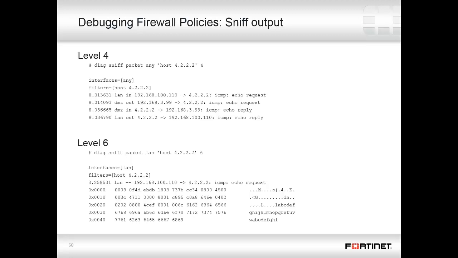We can then see that packet sent out the DMZ port with a different source, which means the firewall policy natted it. We then see a reply coming back on the DMZ port and getting sent out the LAN back to the original sender. If you needed to take a closer look at the packet contents, you can set a level 6 capture, which you can see contains the actual packet contents.